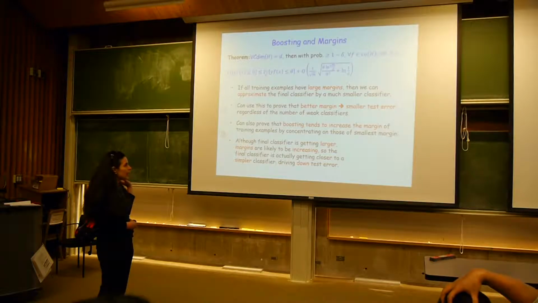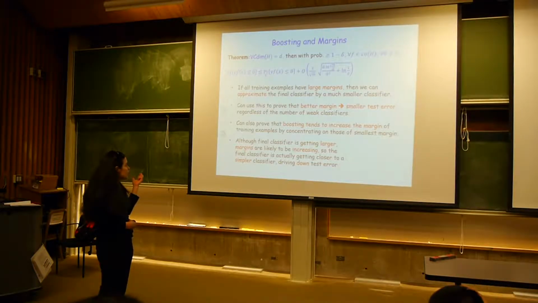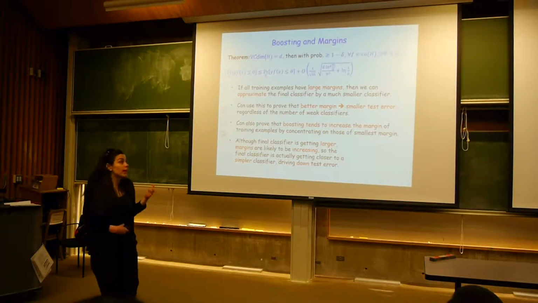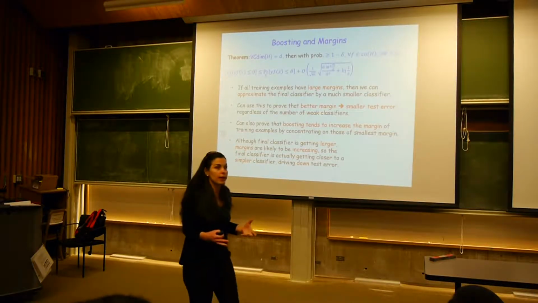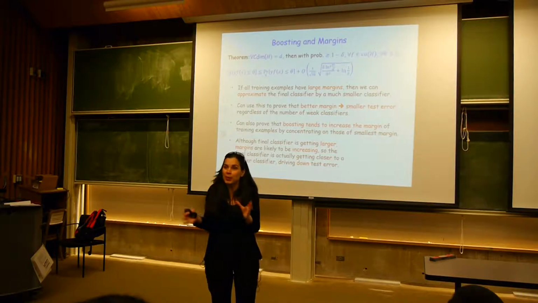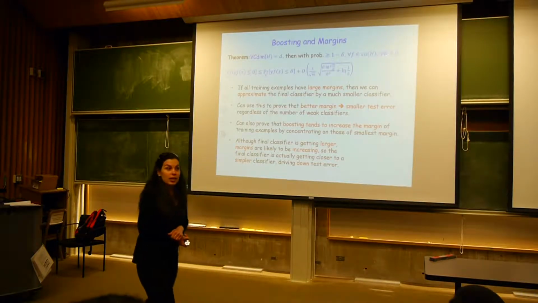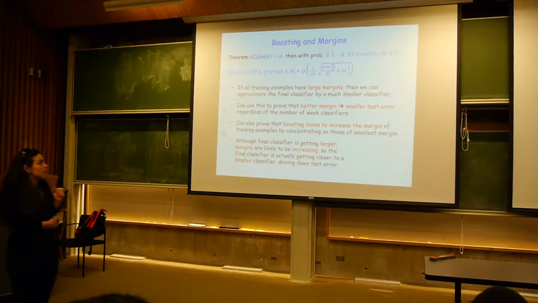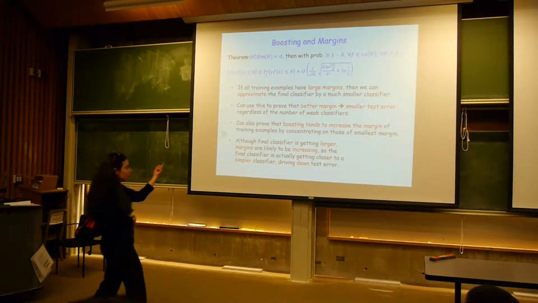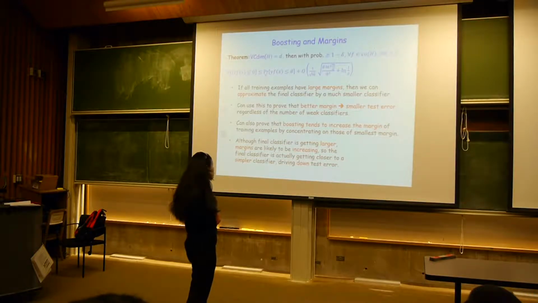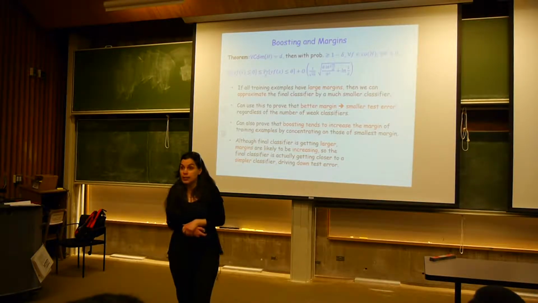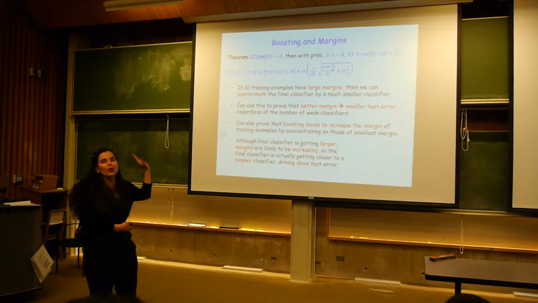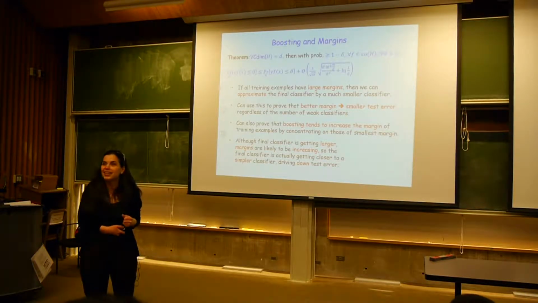The high-level idea was basically to notice that if all the training samples have large margins, then we can approximate the final classifier by a much smaller classifier, by using some sort of sampling argument. And if we can approximate the final classifier by a much smaller classifier, then that implies that better margin leads to smaller test error, regardless of the number of weak classifiers. That's the very, very high-level intuition of the original proof. I'm happy to present it to you offline.